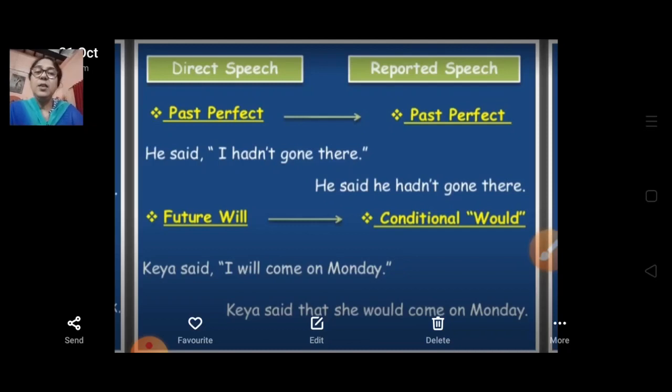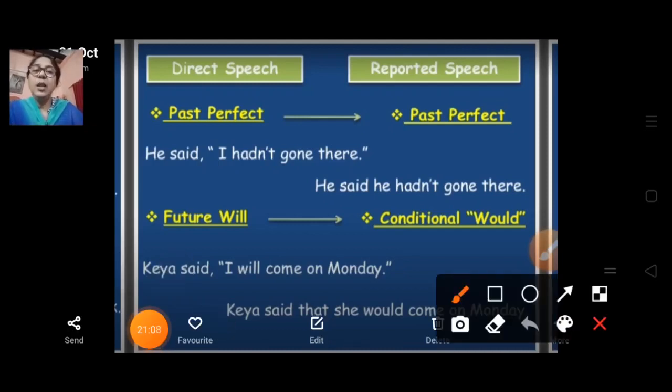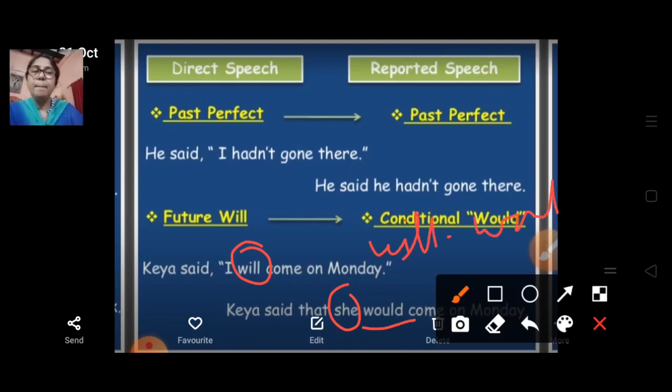We only need to change "will" and the pronoun, as we all know. So "will" becomes "would" over here, "shall" becomes "should," and "can" becomes "could." We will study the modals also. So here we only change future "will" into conditional "would," and the pronoun will be changed.